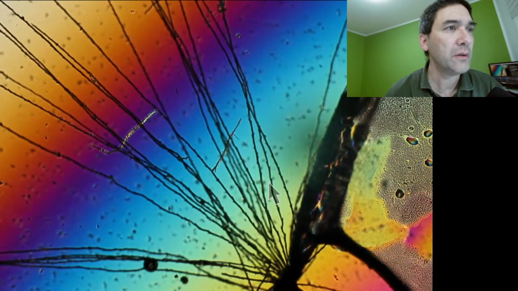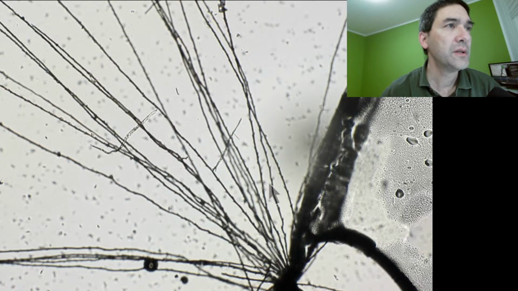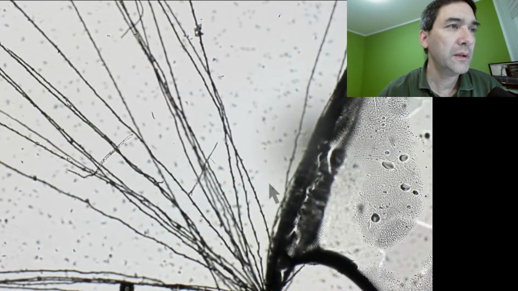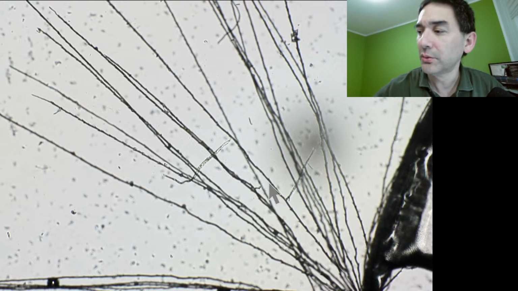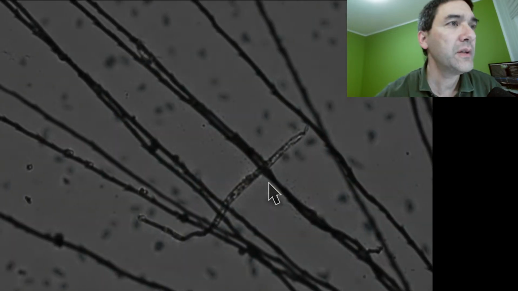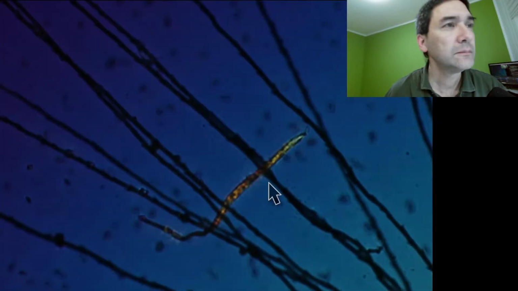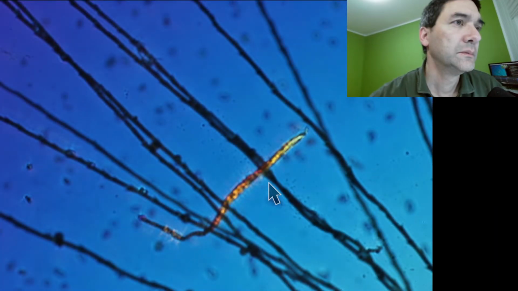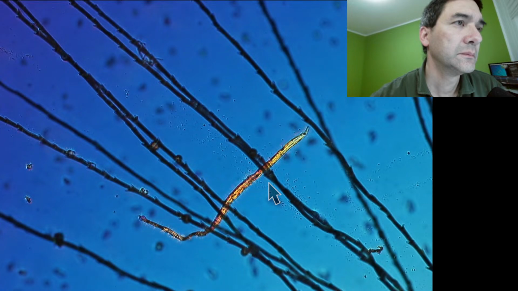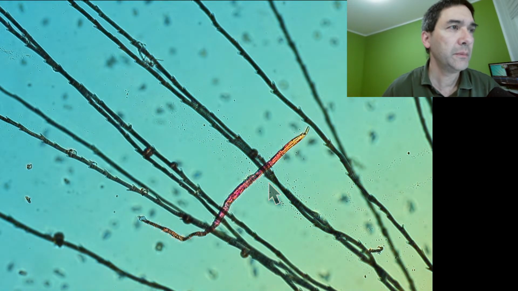You have to swing out the condenser. So this is how it looks, okay? And what we notice is, of course, that those tiny little fibers have a certain structure to them. Let me turn up the whole thing here a little bit.